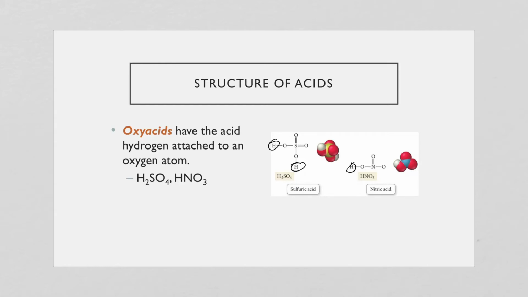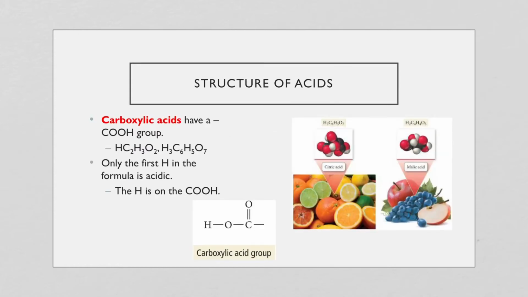So we've got binary and oxy. The third type of acids is what we call a carboxylic acid.